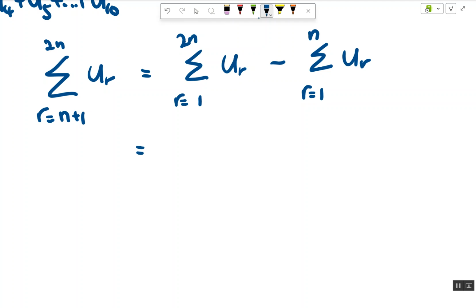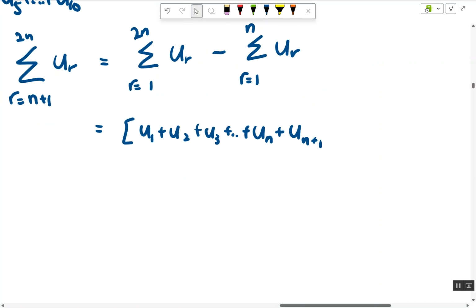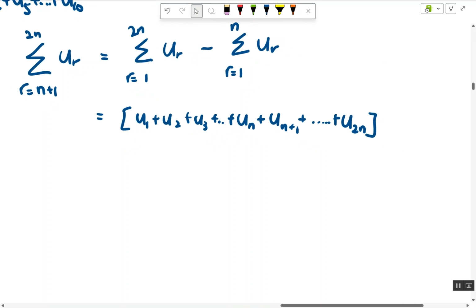Why is this so? Because 1 to 2n is the same as u1 plus u2 plus u3 plus, until in the middle is called un. After un is called un plus 1. And then un plus 1 will keep on adding until un plus n, which becomes u2n. Okay? This is called the summation from u1 to u2n.